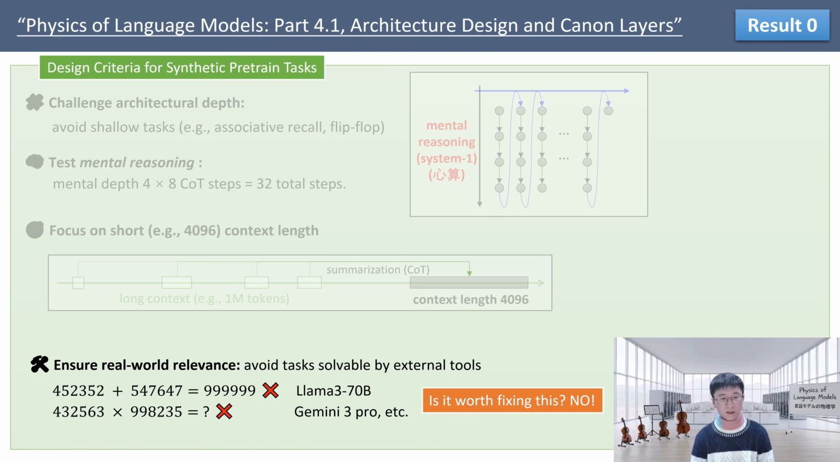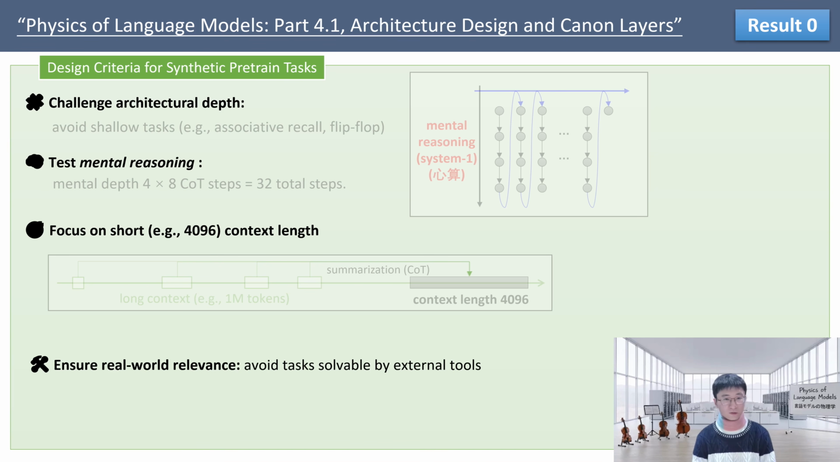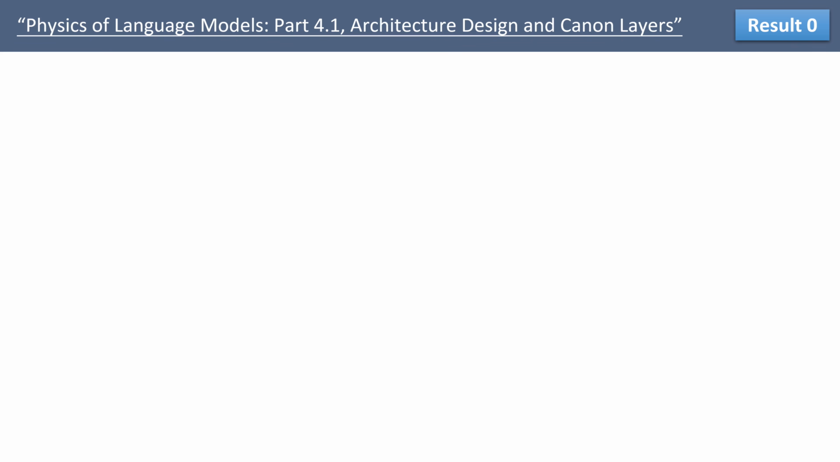So therefore, I don't think studying those large-digit arithmetics is important. So those are the 4 design criteria that I think are important, and I want you to also keep in mind. So now with those design criteria, let's see what are the tasks that I'm designing.